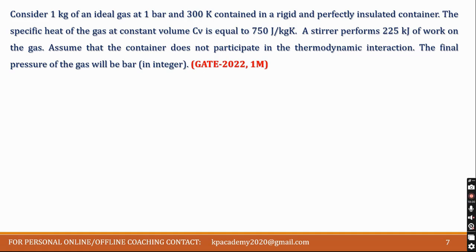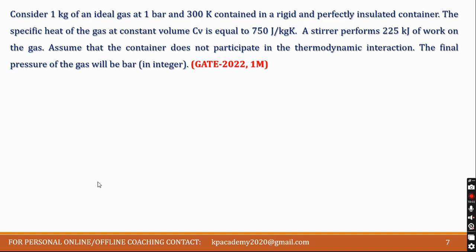What is given? Consider 1 kg of an ideal gas at 1 bar and 300 Kelvin contained in a rigid and perfectly insulated container. The specific heat of the gas at constant volume, Cv, is 750 joule per kg Kelvin. A stirrer performs 225 kilojoule of work on the gas. Assume that the container does not participate in the thermodynamic interaction. The final pressure of the gas will be in bar. So we have to calculate this first, right?